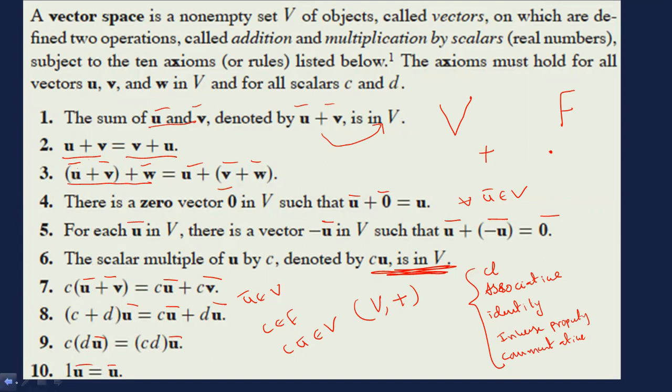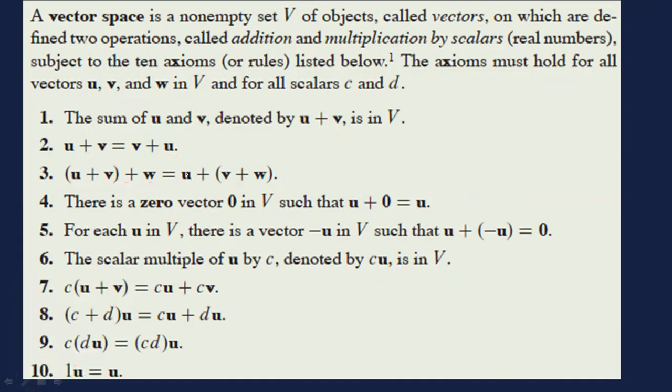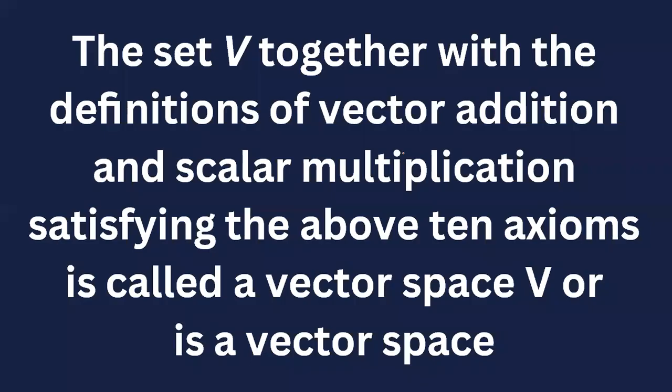So to show that any set is a vector space, the set has to satisfy all these 5 properties. So V plus dot is said to be a vector space if V plus is an abelian group. Under scalar multiplication, it is closed and it has to satisfy these 4 properties. Then we can say that V is a vector space.